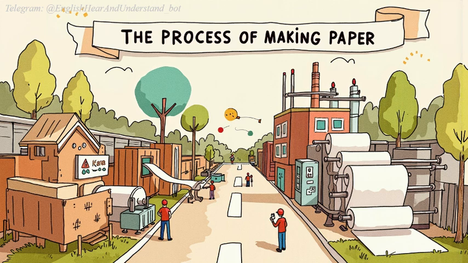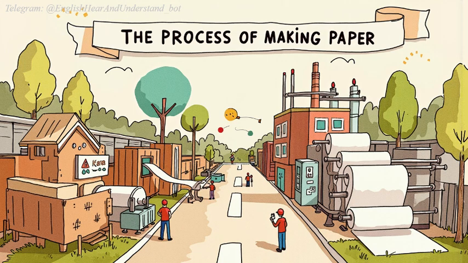Step 2. Chipping the wood. After the trees are harvested, the next step is to turn them into small pieces. The large logs of wood are sent to a factory where they are cut into small chips. This process is called chipping. The small wood chips are easier to process and help in making the paper.